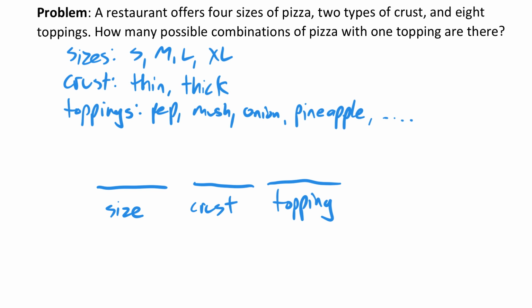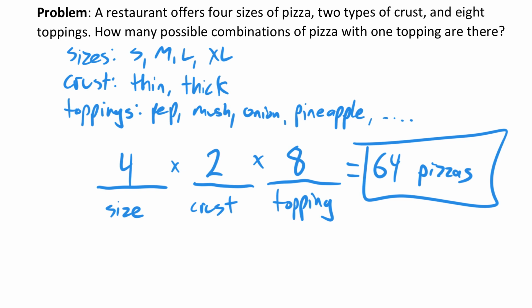You get to pick one of 4 sizes. So there are 4 choices for the size. You get to pick 2 types of crust, right? Either thick or thin. And you get to select from 8 toppings. Now, just like when we did the 5 times 5, we have to multiply these numbers. 4 sizes times 2 types of crust times 8 toppings. So 4 times 2 times 8 is going to give you 64 pizzas. And so there are 64 different pizzas you could order from this restaurant based on the sizes, the crusts, and the toppings. Right?